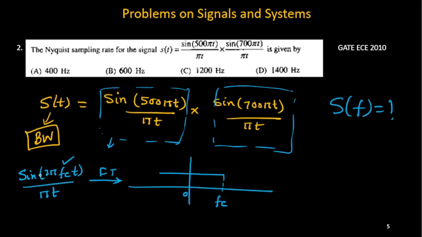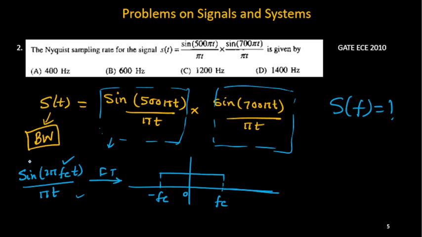But whenever you multiply by 1 upon pi t, what will happen? You will get a continuous spectrum from 0 to fc, a constant one, and beyond that, it is 0. Similarly, on this side, minus fc. So the left side is a sinc function, and the right side is a gate function.